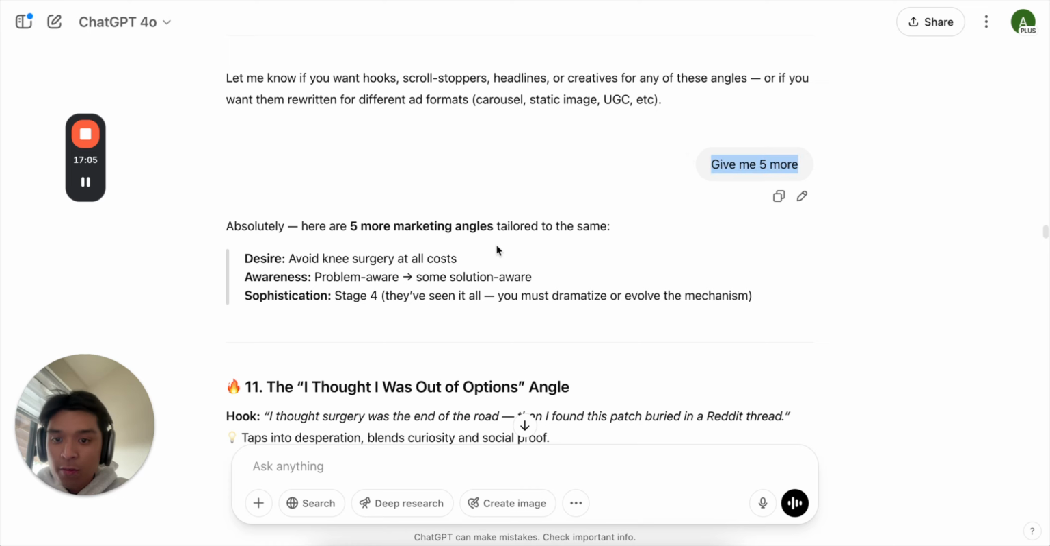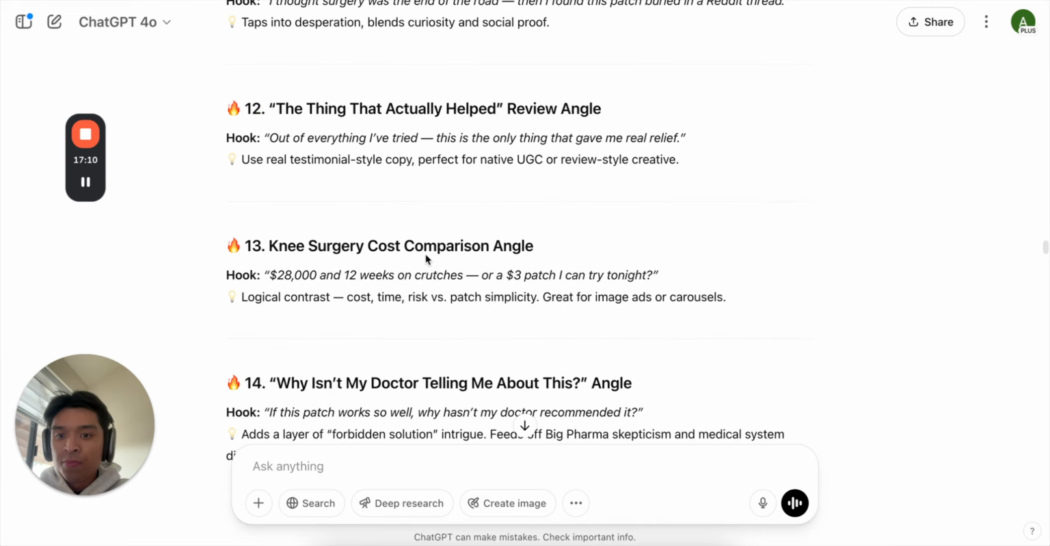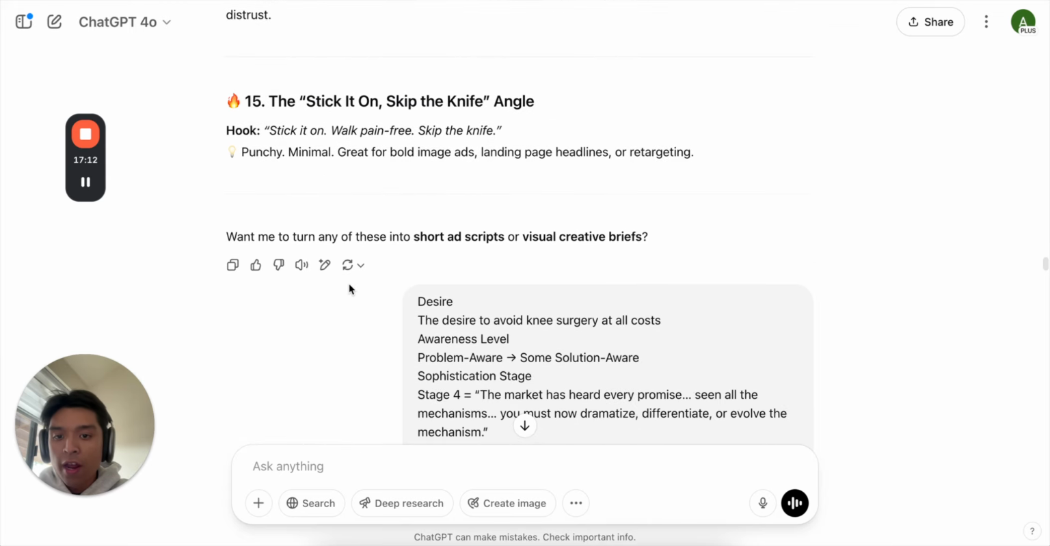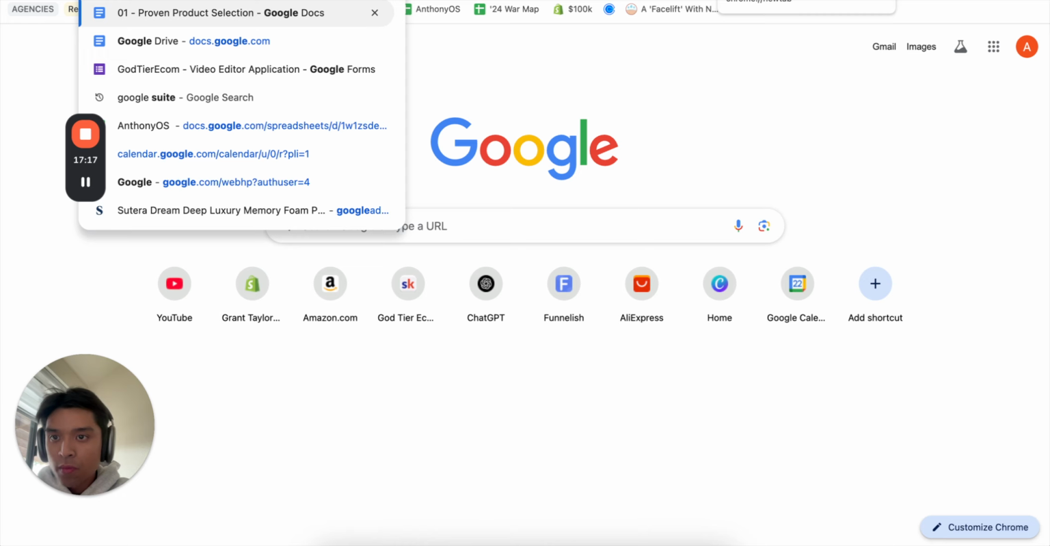And I wasn't actually satisfied with these, so I said, give me 5 more. I thought I was out of options. The only thing that actually helped. People who value cost. So you have all these different angles. And then once you get the angles, now you can put it into a document like this.